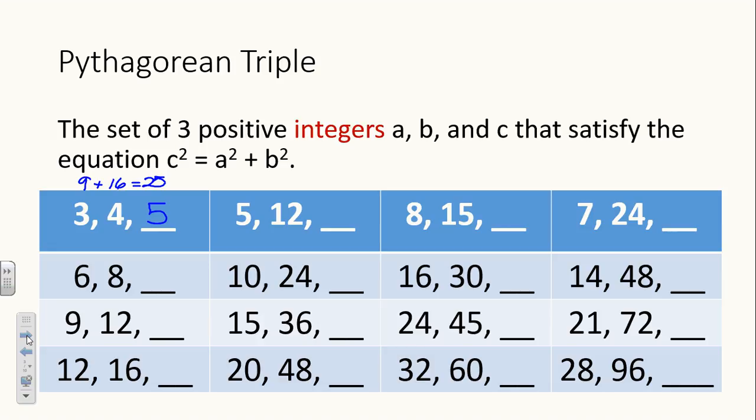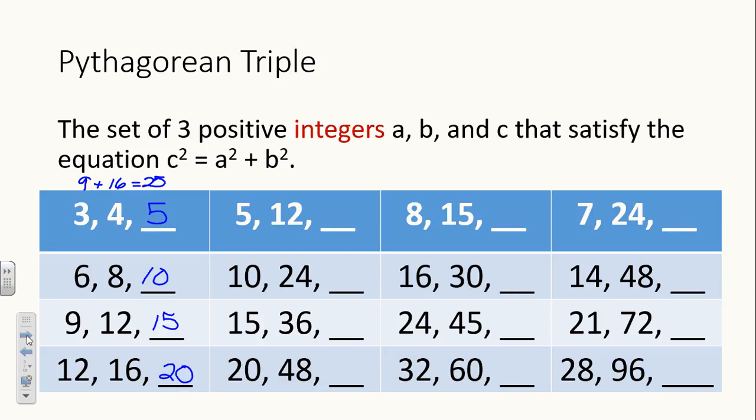6, 8, 10. Why 10, Jaden? Good. We just doubled them, didn't we? We doubled 3 to get 6. We took 4 times 2 to get 8. So 5 times 2 is 10. Okay? So if the next one is 9 and 12, we'll have 15. Because 3 times 3 gave me 9. 4 times 3 got 12. So 5 times 3 is 15. And 3 times 4 is 12. 4 times 4 is 16. So 5 times 4 is 20.